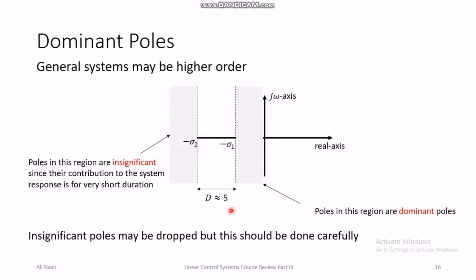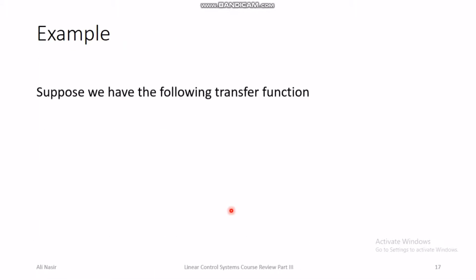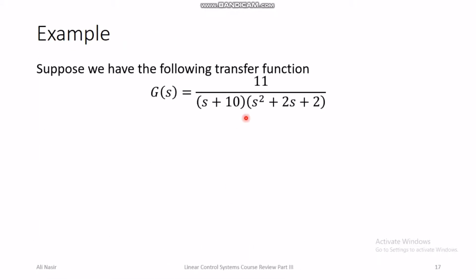Why do I say carefully? Because we look at an example of a third order system where we have two poles close to the j omega axis and one pole far away from the j omega axis. So obviously we'll be looking to drop this pole which is far away and approximate this system as a second order system. But here the pole at -10 is far away and the poles at -1 plus minus j are close to the j omega axis.